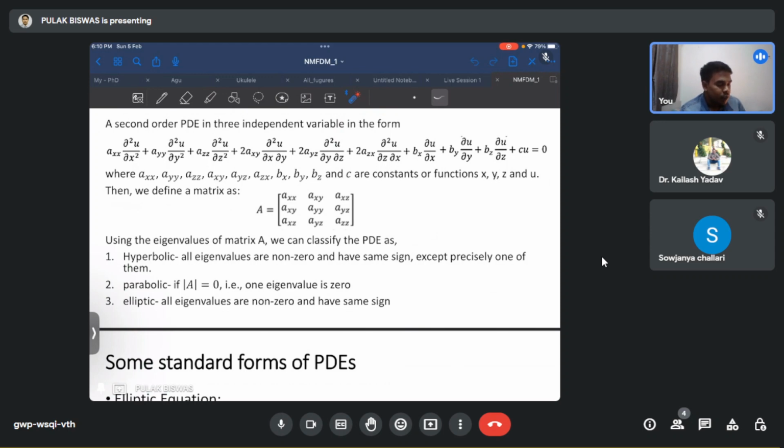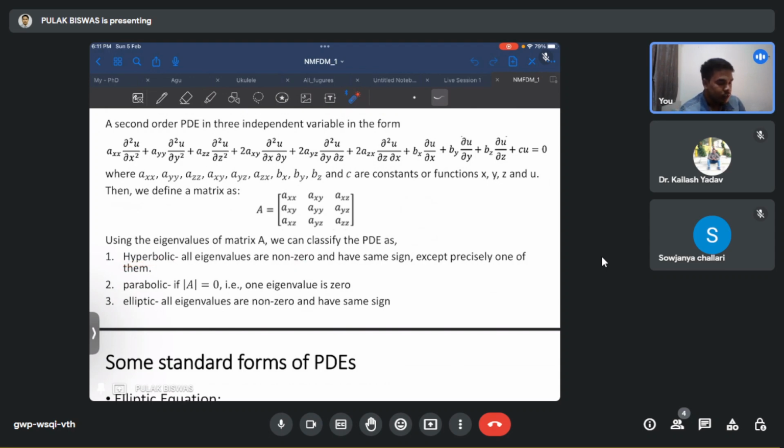So if you find that all the eigenvalues are non-zero and having the same sign, but one of them is having a different sign, for example, suppose the eigenvalues are 1, 1, and -1. So these have the same magnitude, but one has the opposite sign of the other two. Then it will be called a hyperbolic one.